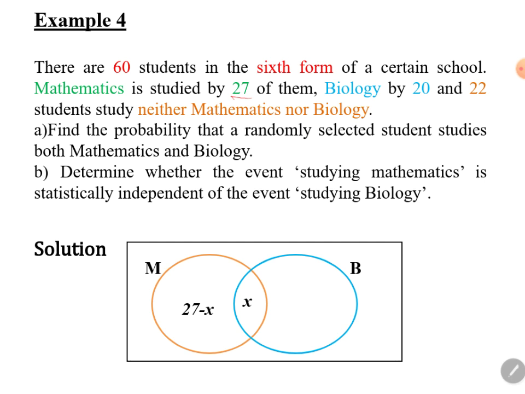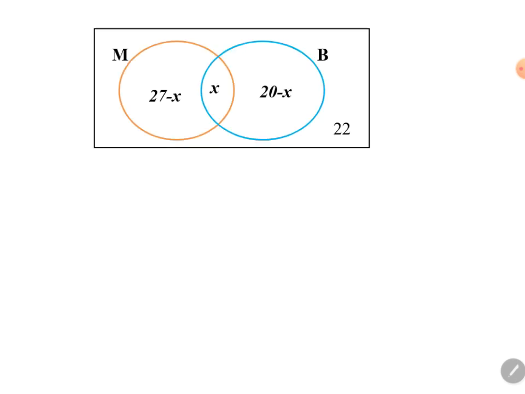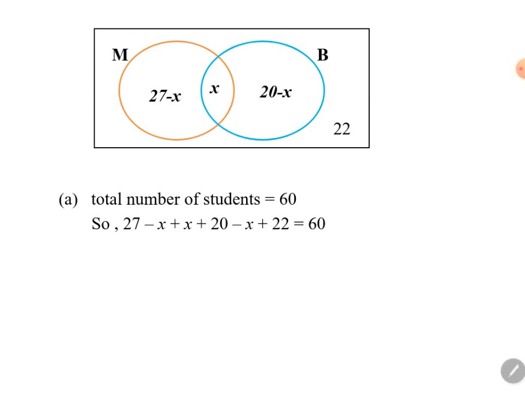Okay, how about the biology? So we just subtract x from the 20. So we have 20 minus x, and then outside of the circle it will be 22. So the total of this area should be 60. So what we should do, we just add up every value in every area and equate to 60 to find the value of x. So it will be 27 minus x plus x plus 20 minus x plus 22 equal to 60. So let x be the subject, we have x equal to 9.